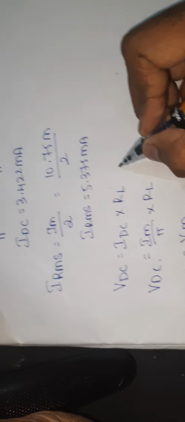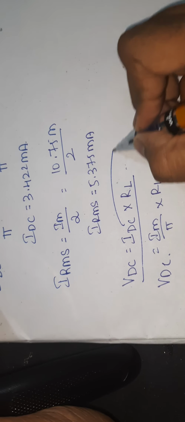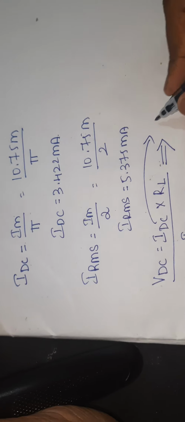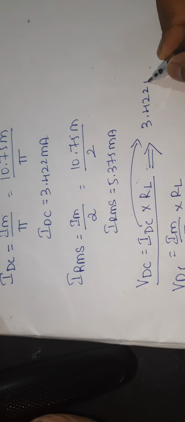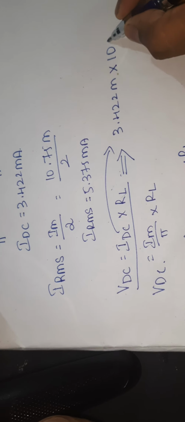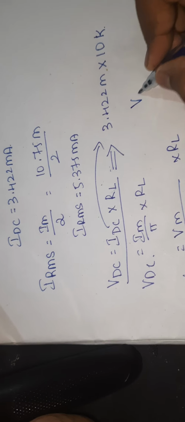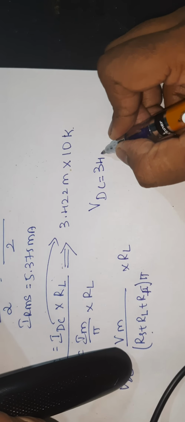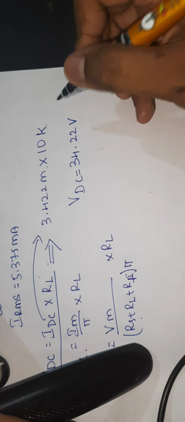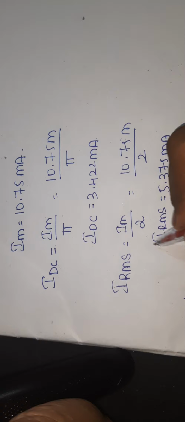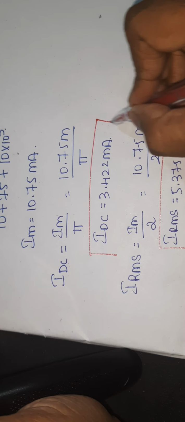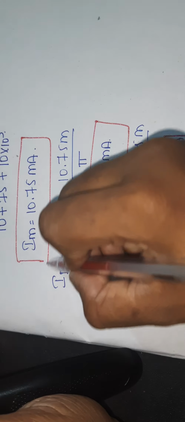Okay, like that. But now for this problem, I have the IDC value, so I'm going to use this formula. VDC is equal to 3.422 milli into RL. RL is given as 10 kilo. So milli and kilo will go away. Your VDC will be equal to 34.22 volts. Okay, VDC also I got. Let me highlight what are the things I got: VDC, IRMS, IDC, Im. In your exam also you highlight like this, then you will get perfect marks.